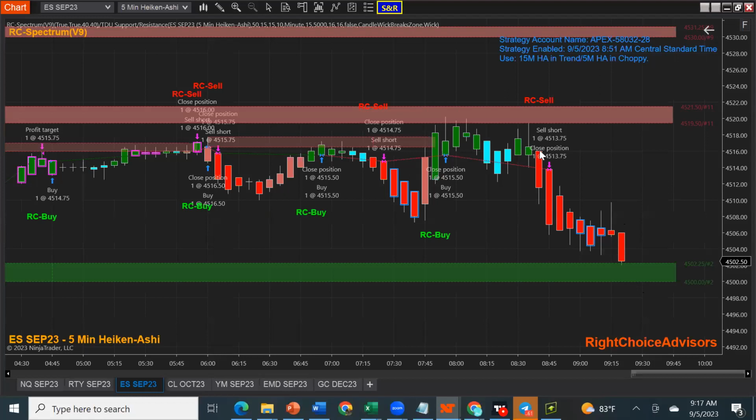But at what point did it take the position? 45.13. Now 4500. That means nearly 13 points. 13 into 50, $650 with one contract. Right? We just enabled the algo. That's it. We did not do anything. Whenever there is a buy, the algo will automatically close the short position and take a long position. Again, we will make profit on the other side.